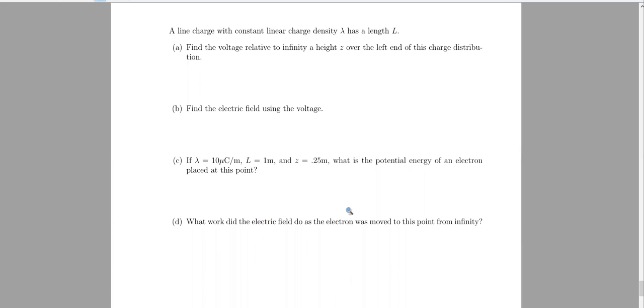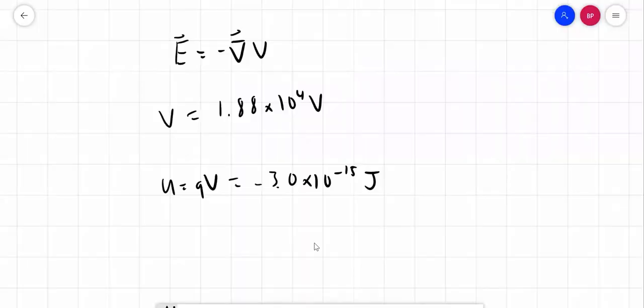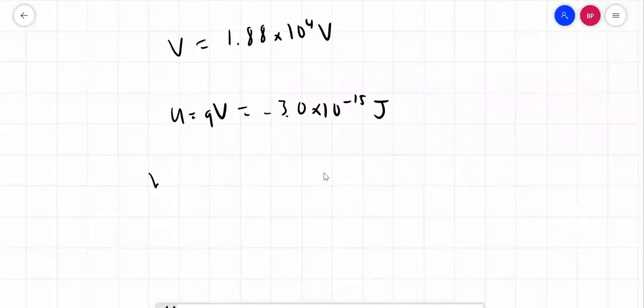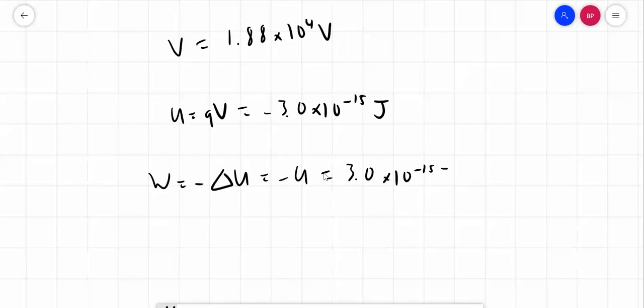And what work did the electric field do as the electron was moved to this point from infinity? Okay, well, remember the work that the field does is always minus the change in the potential energy. Well, the potential energy at infinity is 0, so we only have to worry about the potential energy at this point. So that means the work that the electric field did in moving the electron from infinity to this point where we found the voltage is positive 3 times 10 to the minus 15 joules. All right, thanks guys.